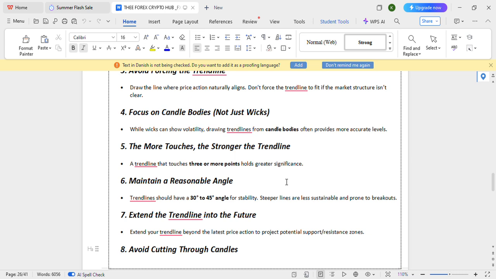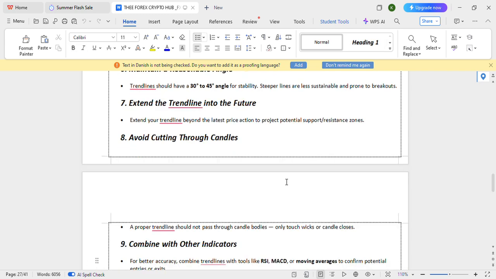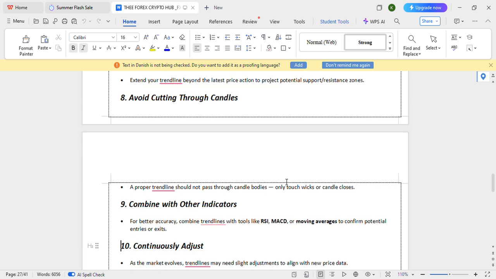If you get yourself in a situation where maybe you have drawn something like a 90 degrees trend line, try repeating that trend line, you will feel that you are forcing something. So you should be free. Extend the trend line into the future. We have talked about that. Avoid cutting through the candles. So don't draw a trend line that cuts across the candle bodies.